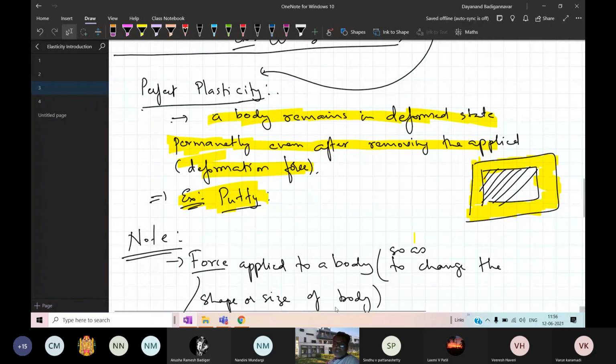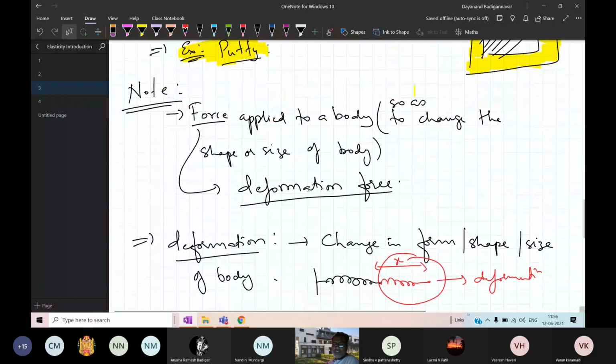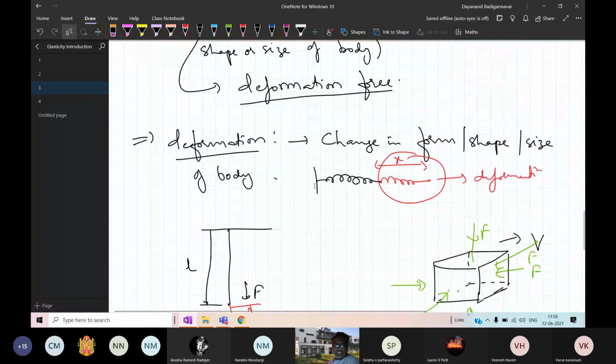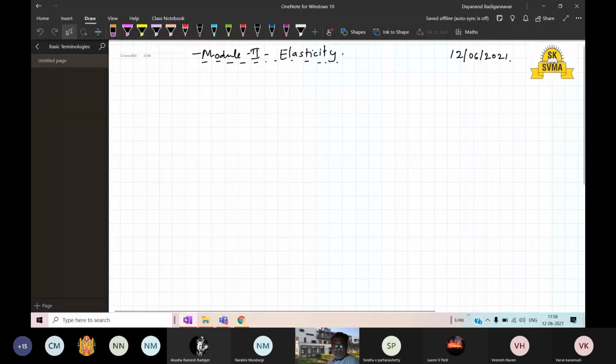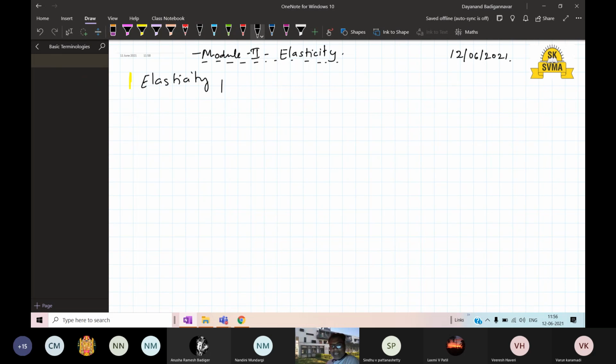Okay, got it. So here, let us understand a few terms. These are the few terms that you should know. The first one is the elasticity or the stress. Before we go to stress and strain, you should know why there is elasticity, why the materials exhibit the elasticity property.